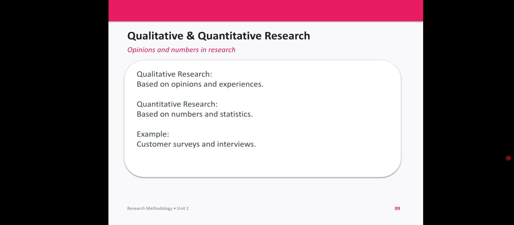So let's understand the difference between qualitative research and quantitative research. Basically, qualitative research is based on opinions, and here they use the interview method. If we talk about quantitative research, it is based on numbers, it is based on percentage, and quantitative research uses surveys and statistics.